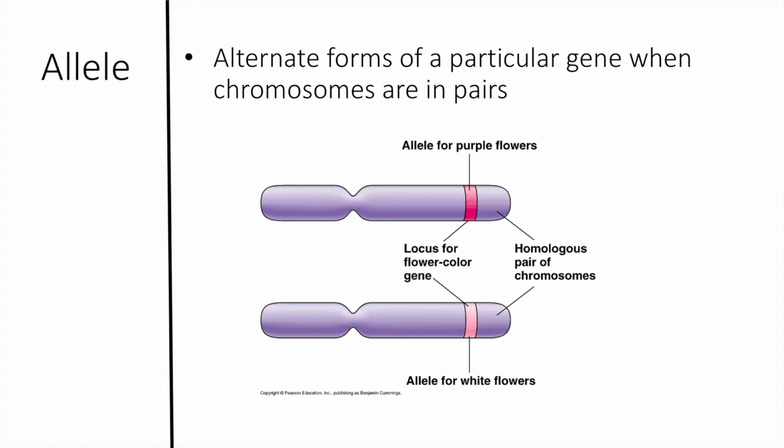Remember how we said that genes are sections of DNA and they're always found in relatively the same area on the chromosome? Well, there can be differences, and this is what causes variation. This is why we have blue eyes and another person might have brown eyes. Or in the case of a flower, this is why maybe the flower is purple instead of white. So an allele is just an alternate form of a particular gene when the chromosomes are in pairs.